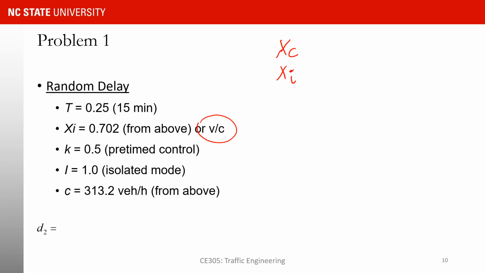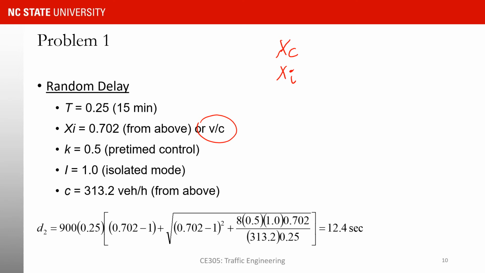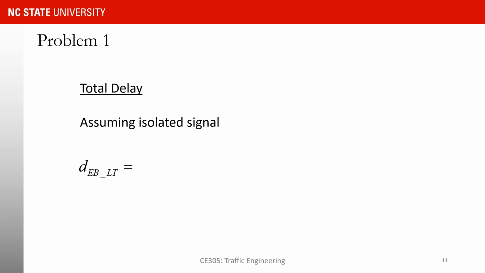I is 1, isolated mode. We found C on the previous slide is 313. So D2, if you do all the math, is going to be equal to 12.4 seconds. When we have D1 and D2, and we assume that D3 is equal to 0, we can find the average delay for eastbound left turn. It's going to be 38.9 plus 12.4, or 51.3 seconds per vehicle.